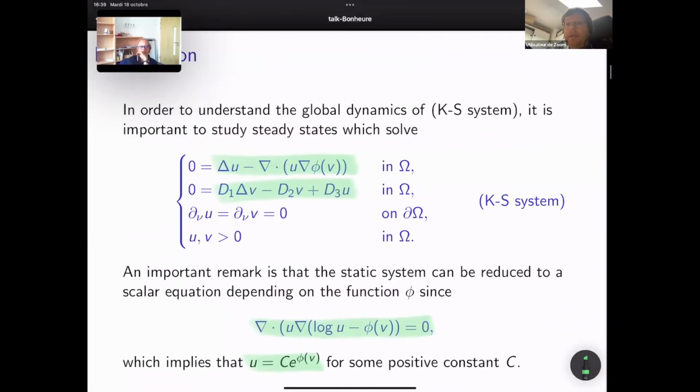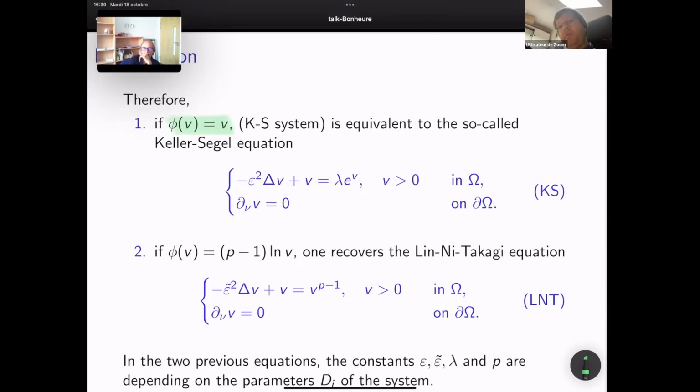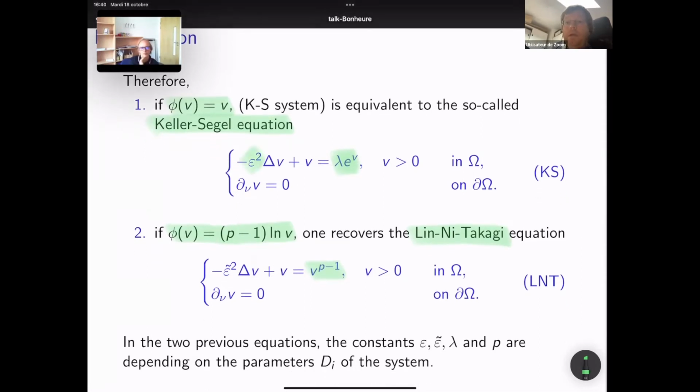As I said at the beginning of the talk, when you take different choices of phi, for instance if phi of V is V, then you end up with an elliptic PDE with a right-hand side which is an exponential term. This is what people have been calling the Keller-Segel equation. On the other hand, if phi of V is p minus 1 times log V, then you end up with a pure power nonlinearity here. This has been called the Lin-Ni-Takagi equation because it was first introduced by Lin, Ni, and Takagi. The constants epsilon here, or epsilon tilde, and lambda are related somehow to the constants in the system.